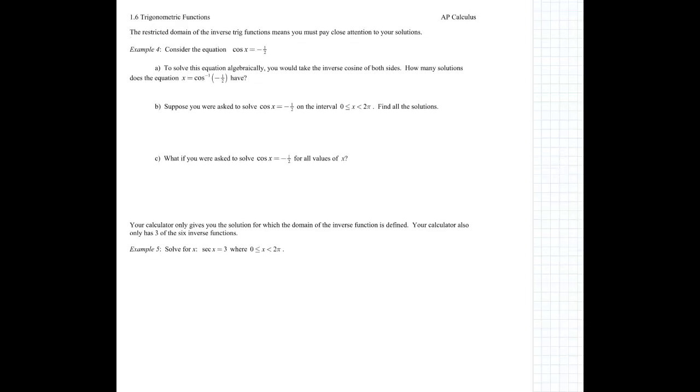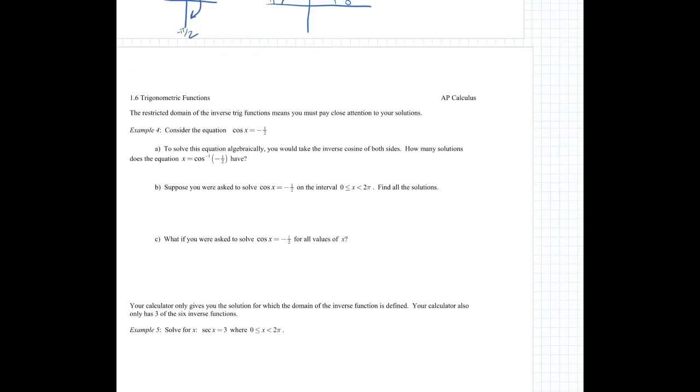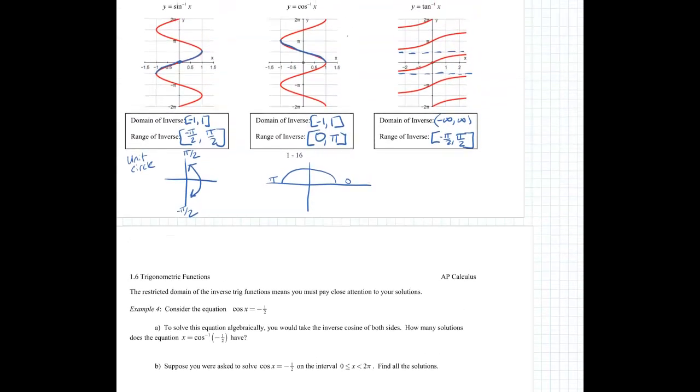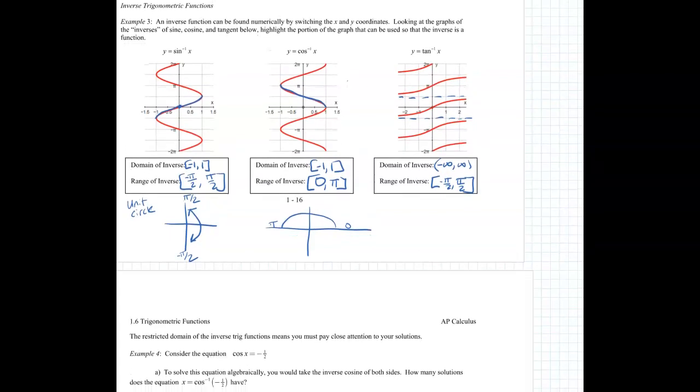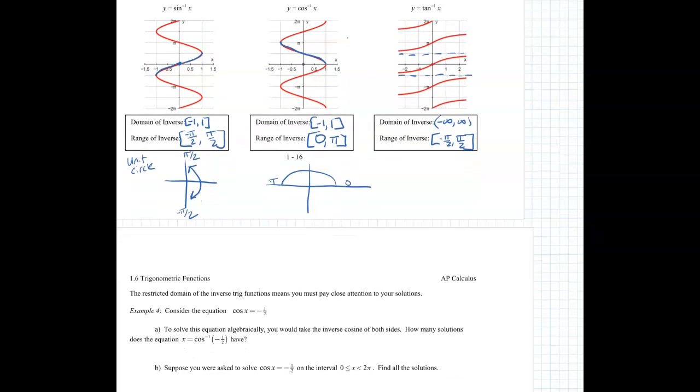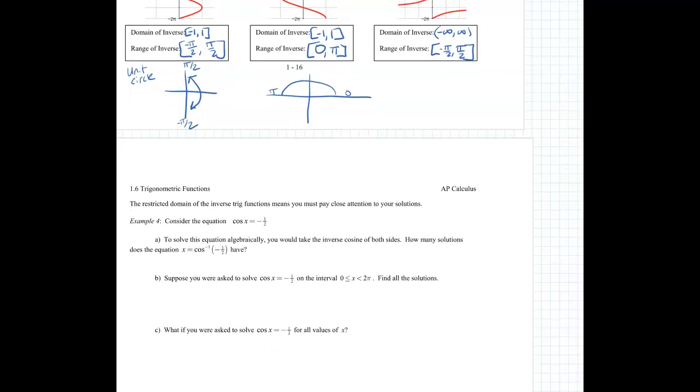Alright, so finally the last examples that we have, we need to consider the equation of cosine of x equals negative 1/2. To solve this algebraically, we'd actually have to take the inverse of both sides. And how many solutions does the cosine inverse of negative 1/2 have? Well, then we scroll back up, and we're like, okay, cosine, its range is only between -1 and 1. And I only see that one point hits anywhere near -1/2, so it would only have one solution.